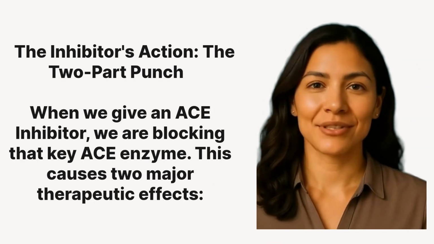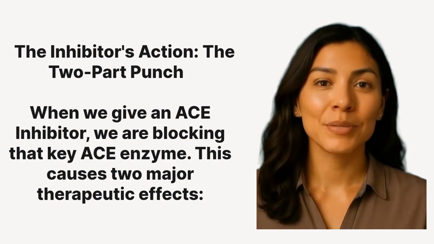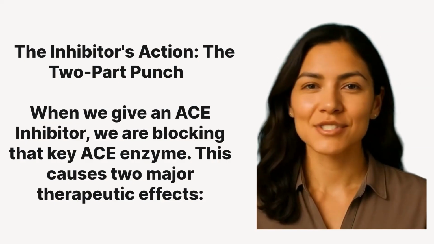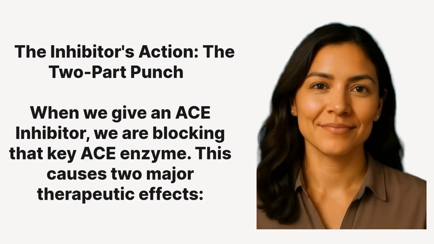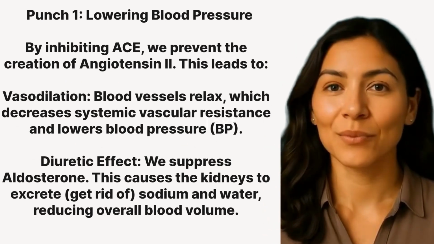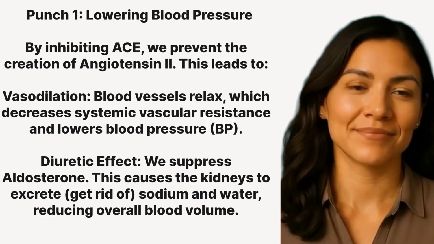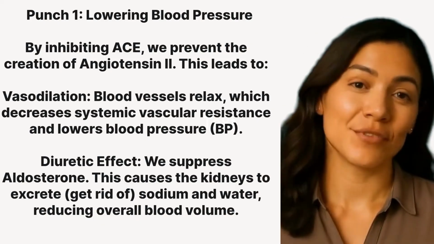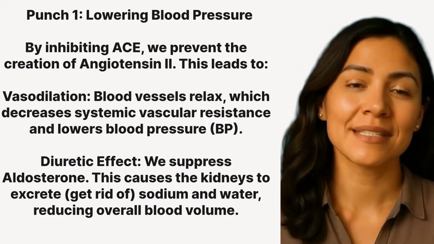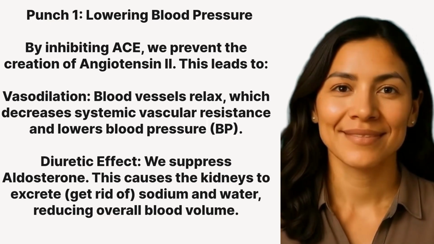The inhibitor's action, the two-part punch. When we give an ACE inhibitor, we are blocking that key ACE enzyme. This causes two major therapeutic effects. Punch 1, lowering blood pressure. By inhibiting ACE, we prevent the creation of angiotensin 2. This leads to vasodilation. Blood vessels relax, which decreases systemic vascular resistance and lowers blood pressure, BP.